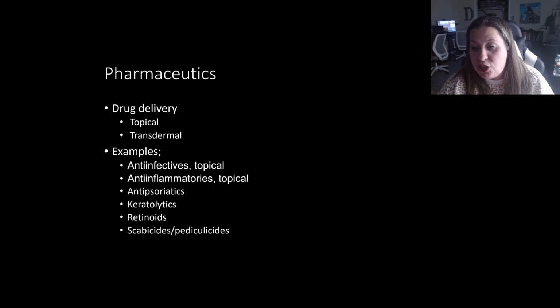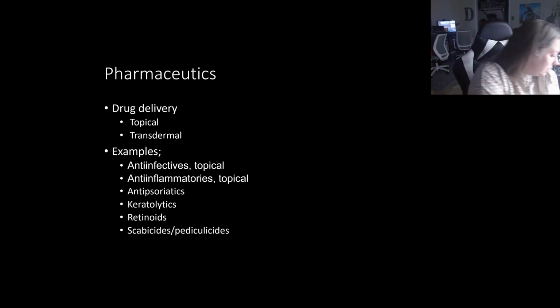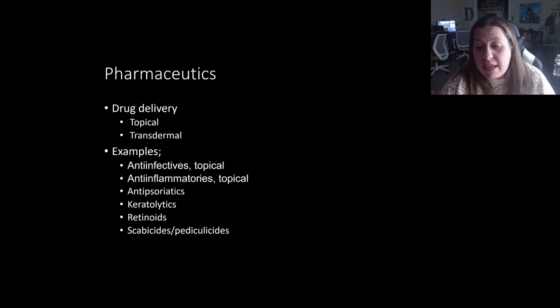Keratolytics induce shedding of the top layer of the skin to help treat acne or removal of warts, corns, or other types of lesions. Retinoids, you've probably heard of this one before, regulate epithelial cell growth to treat acne, psoriasis, and other skin problems as well. Scabicides or pediculicides kill scabies, lice, or mites, and so they're going to be used a lot of times to help take care of lice infections, bed bug infections, things like that.